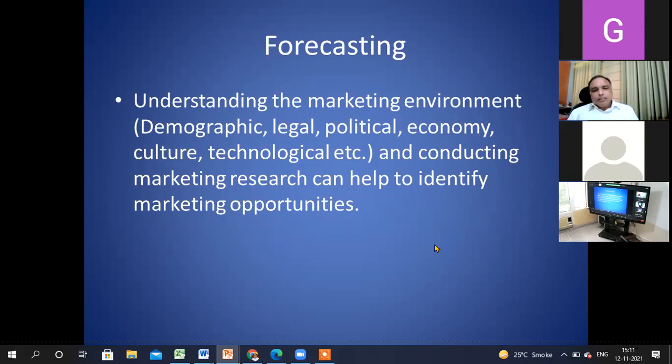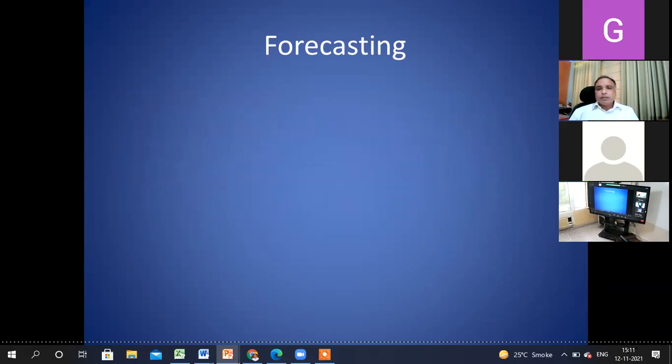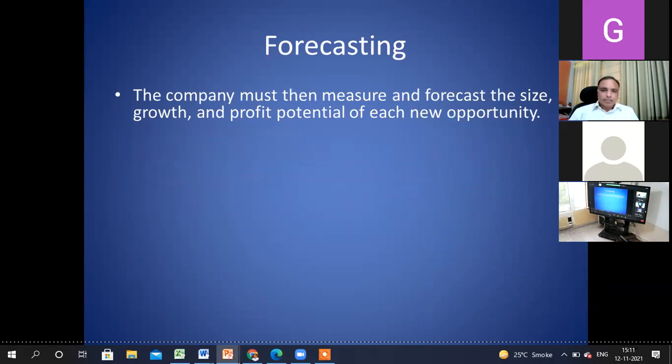So in marketing also, new features and new things come from time to time. So you need to keep an eye on technology. You need to think of culture, what kind of changes are occurring, and then forecast on the basis of that. So technology plays a very, very important role in helping us in forecasting. So here you see the company must measure and forecast the size, growth, and profit potential of each new opportunity.